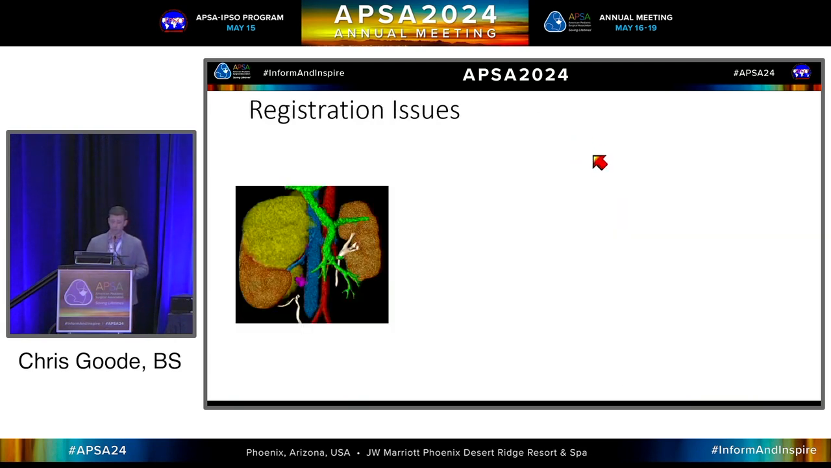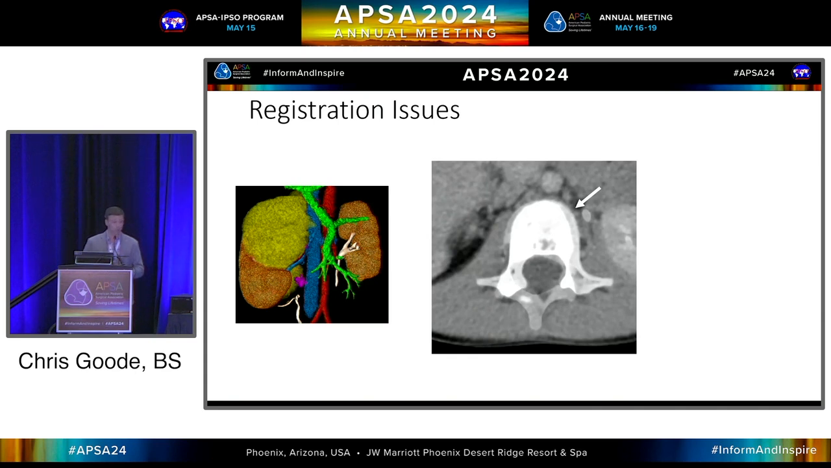So moving on to registration. Traditionally, we would do multi-phase imaging for these models, so we'll do an arterial phase, a venous phase, and even a delayed phase to show ureteral drainage. In doing that, you're scanning the patient, or irradiating them, 3 times, and there's a chance of motion, and that actually happened on this scan here, and we didn't notice it because the patient was sedated.